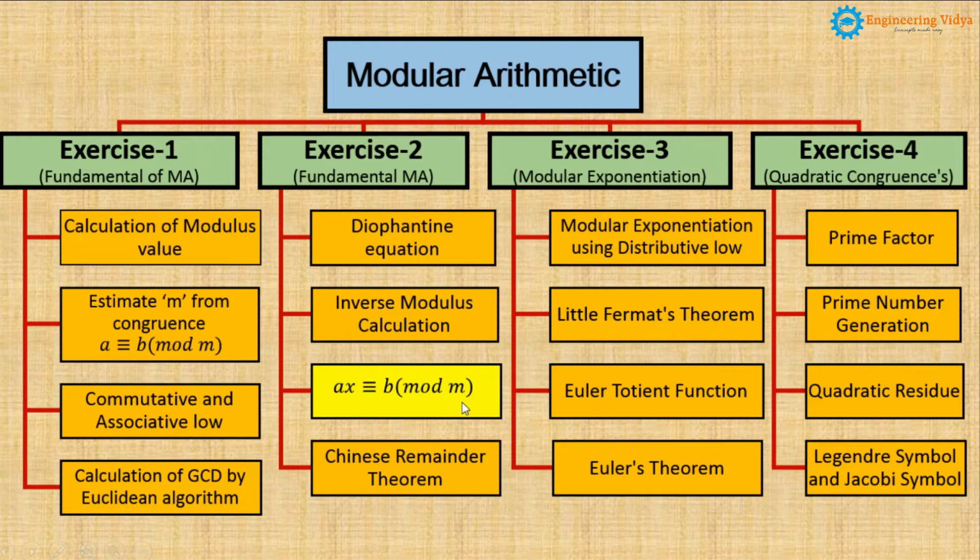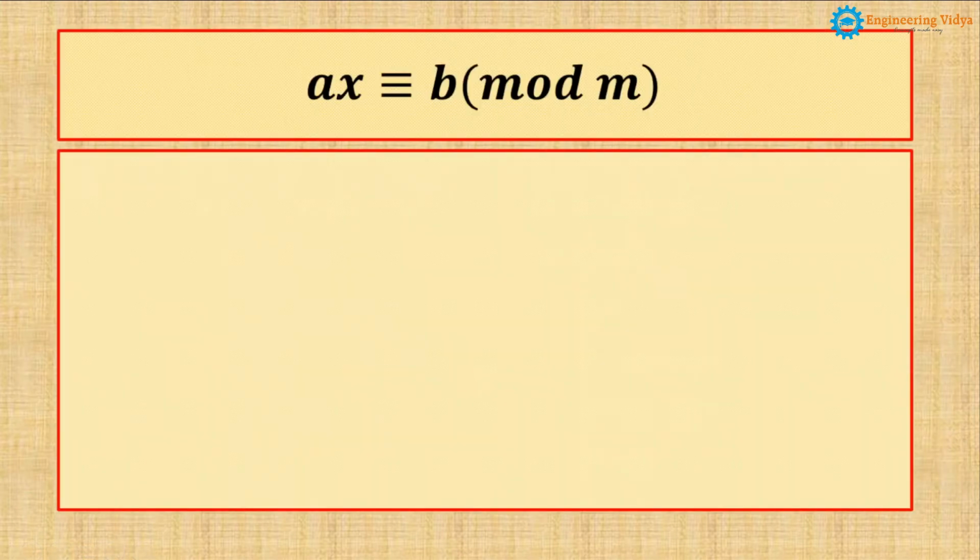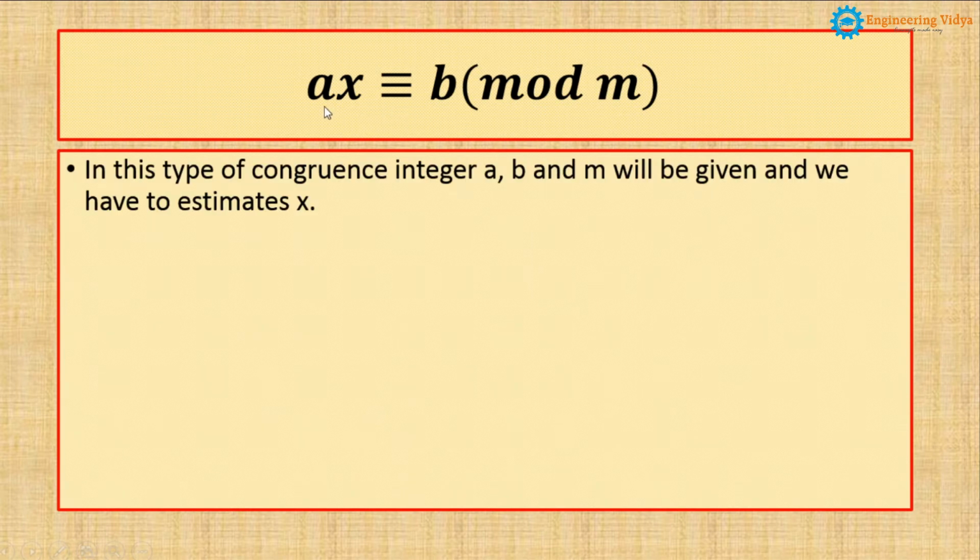Before we start with the solution part, let's see some theoretical concepts related to this congruence. This is the congruence ax ≡ b mod m, and this is a linear congruence. In this type of congruence, 4 parameters are there: a, x, b and m. Out of the 4 parameters, they will give the parameters a, b and m. These 3 parameters will be given, and they will ask, if this condition is satisfied, then what is the value of x. So here we need to estimate the value of x if a, b and m are given. I hope this part is clear to you now.